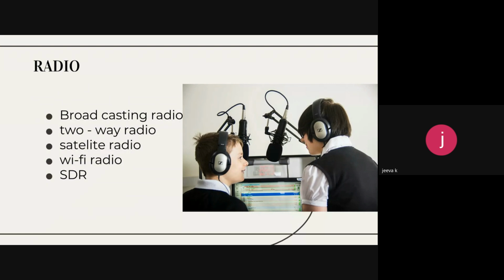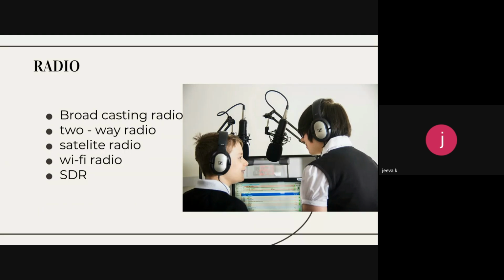But there are also some disadvantages, like they can't go beyond a certain border. This two-way radio is an upgraded version of the broadcasting radio, and after that comes the satellite radio. We need only a satellite for all, and after that we need no transmitting stations. Once we have a single satellite, we can cover the whole country or the whole state.